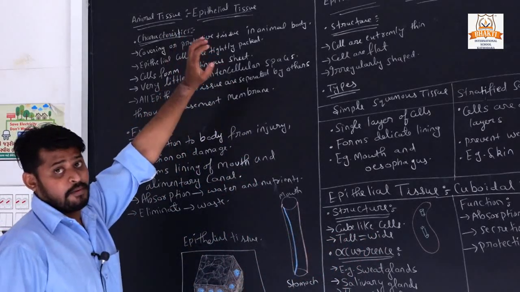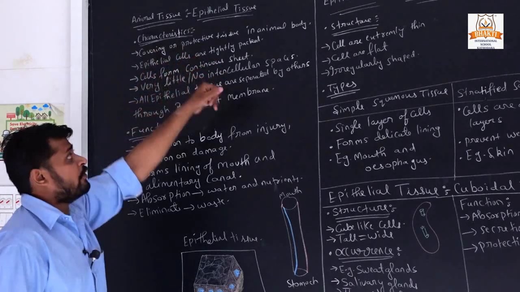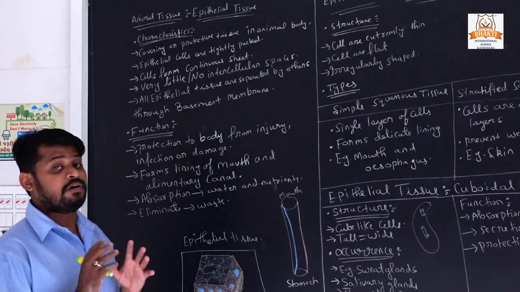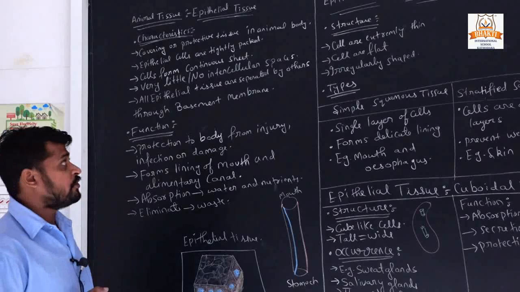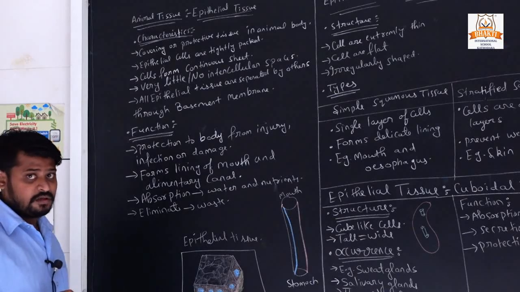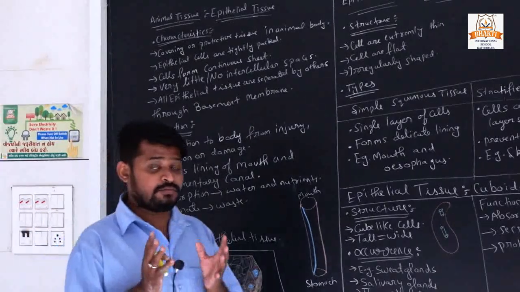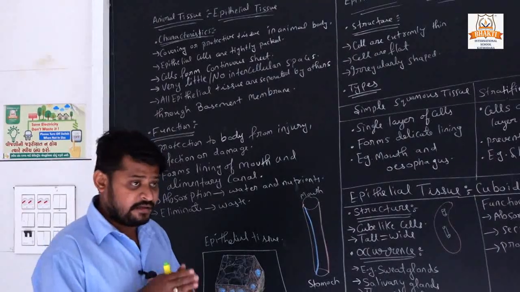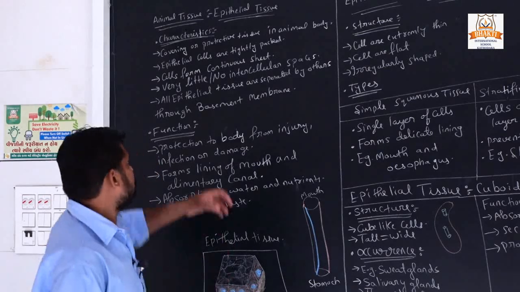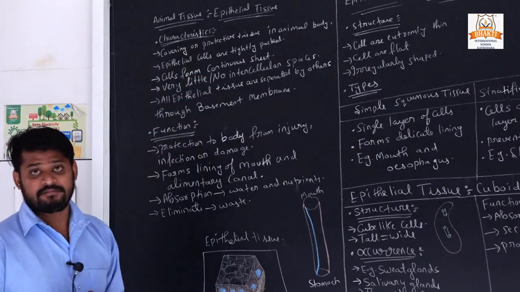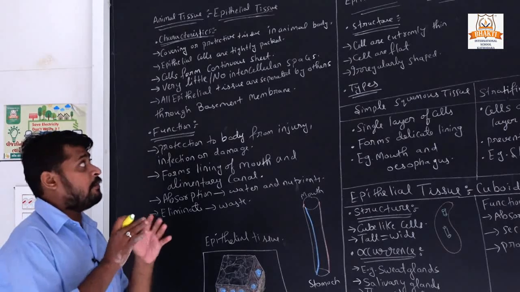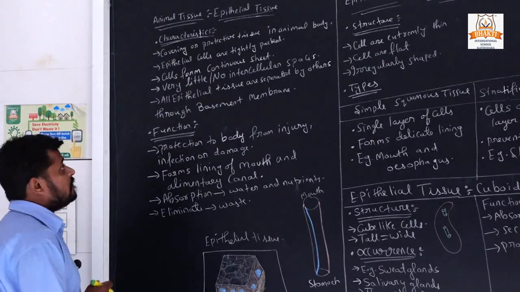What is epithelial tissue? Epithelial tissue is the covering or the protective tissue in the animal body. Means the protective tissue of the animal body, the outer covering of the animal body, is epithelial tissue. The epithelial cells are tightly packed. In plants, the epidermis is the protective tissue, and we studied that the cells are compactly packed. The same here: the epithelial cells are tightly packed, means there is no intercellular space between them. That's why they are the protective tissue in animal cells.